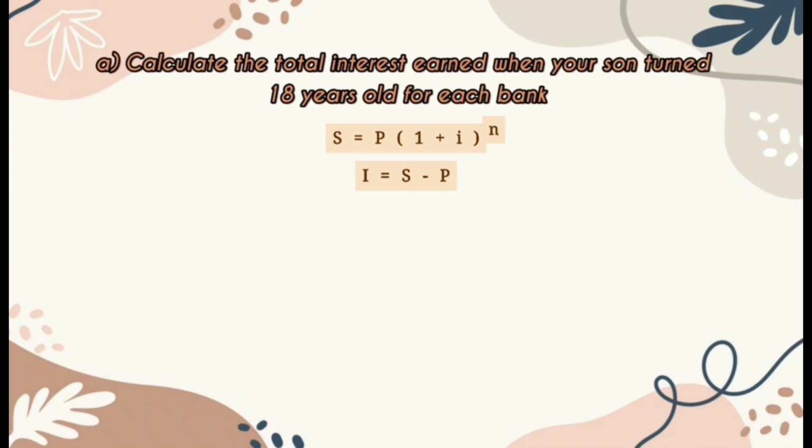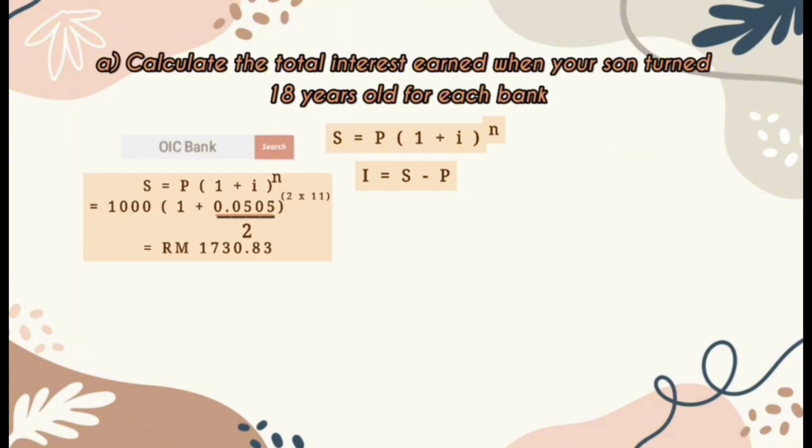The formula we're using is S equals P multiplied by (1 + i) to the power of n. We're also using I equals S minus P. For OIC Bank, we substitute the information given into the formula, and that leaves us with RM 1,730.83. To find the interest, we use I equals S minus P. After we substitute the information into the formula, we have RM 730.83.